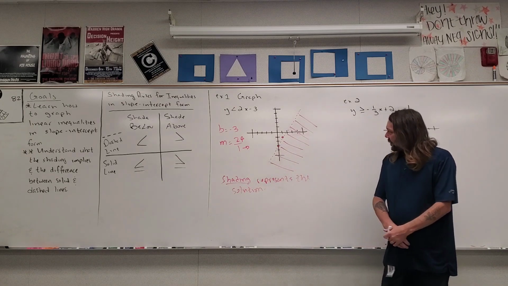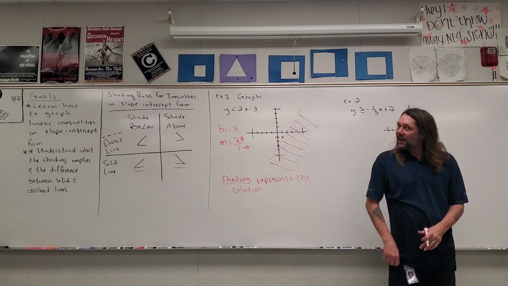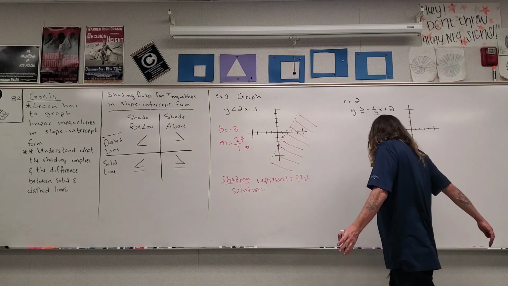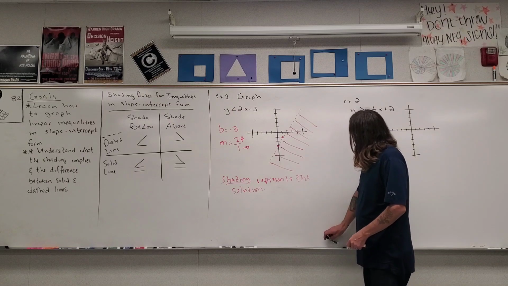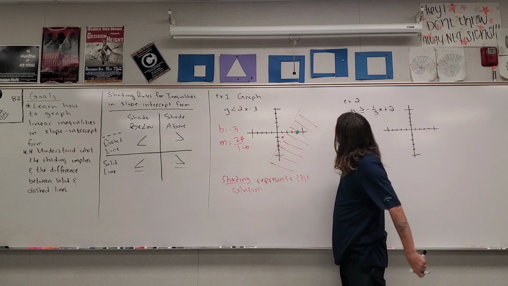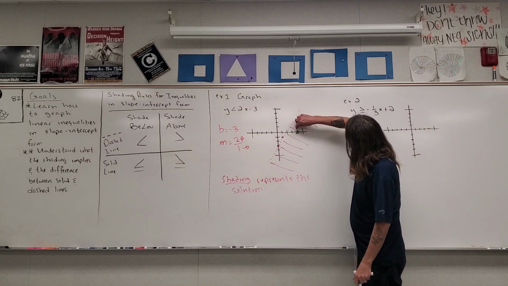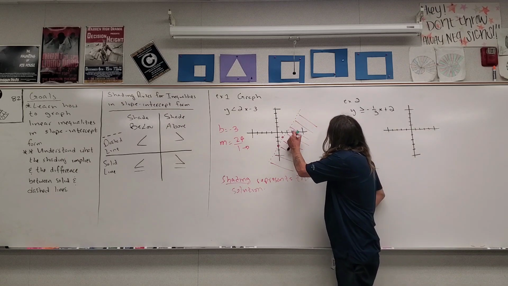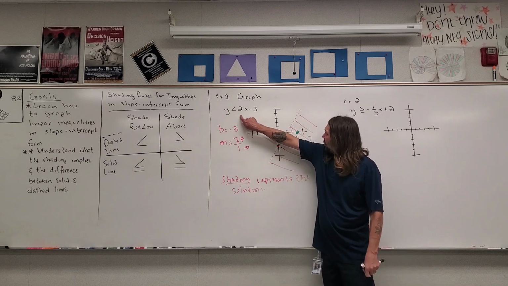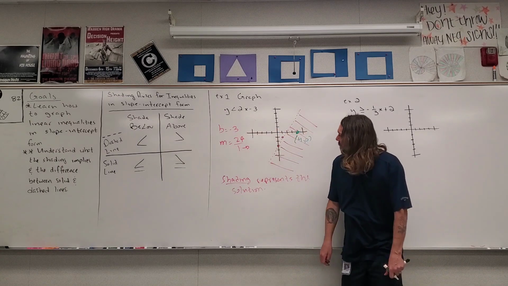So what that means is if I pick any point in the shading, I should get a true statement. Now, I like working with zeros. So I'm going to pick this point right here. That point is, let's see, 1, 2, 3, 4, x is 4, y is 0. If I plug 4, 0 into this inequality, I'm going to get a true statement.